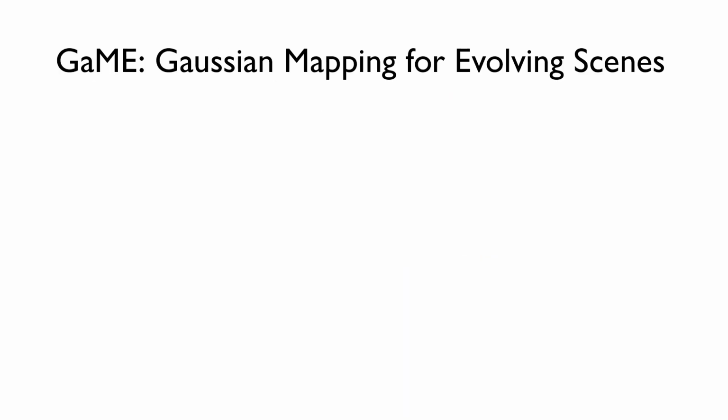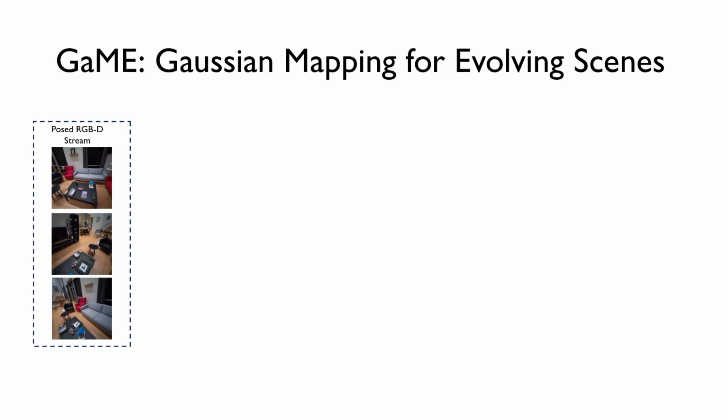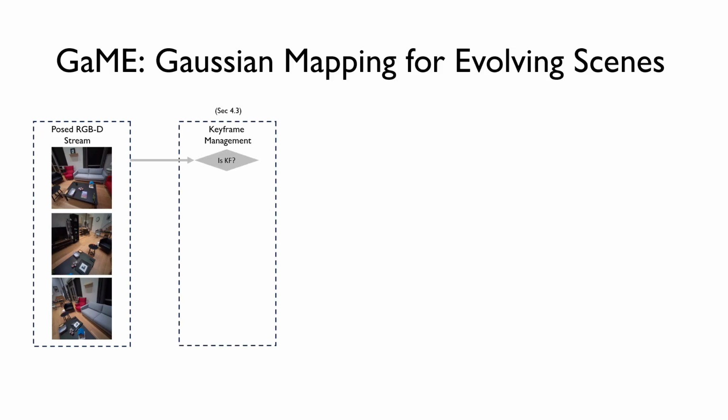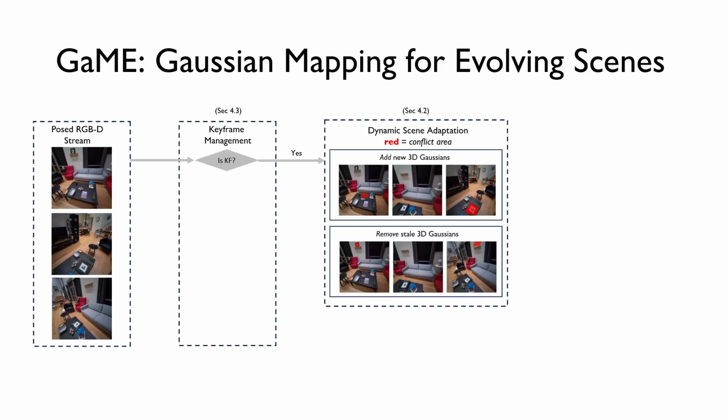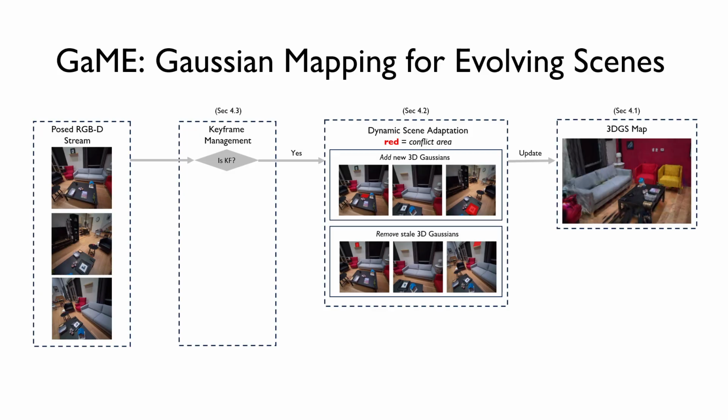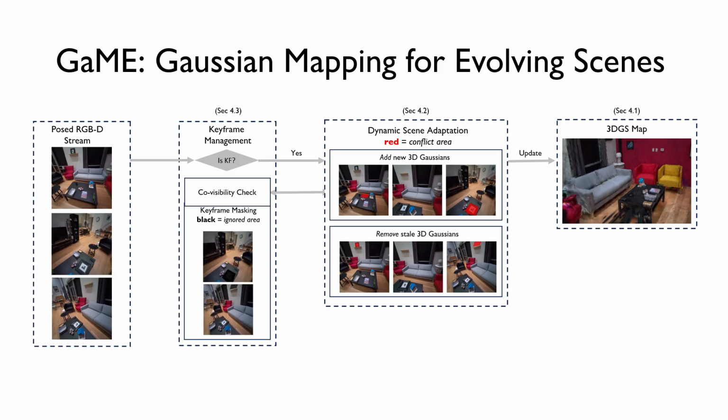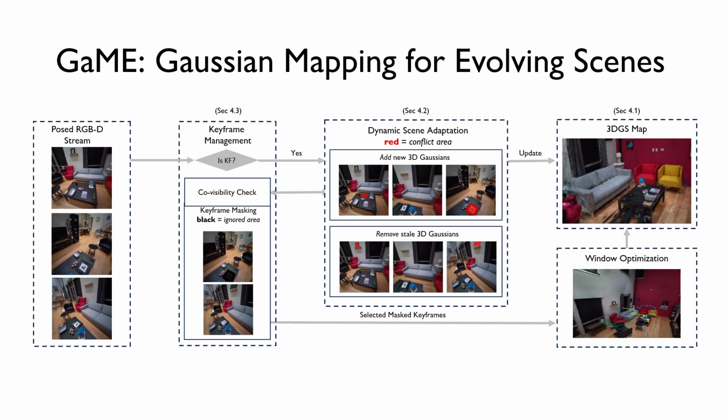Here is our complete pipeline. Given an RGBD stream, the system identifies keyframes and triggers the dynamic adaptation module to handle newly appeared or removed objects and update the global map. Our keyframe management system then masks or discards the conflicting keyframes, ensuring that only geometrically consistent observations are used to optimize the final 3D GS map.